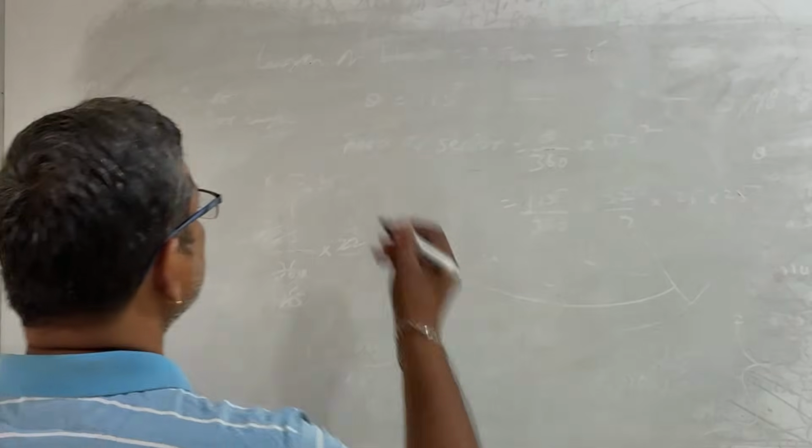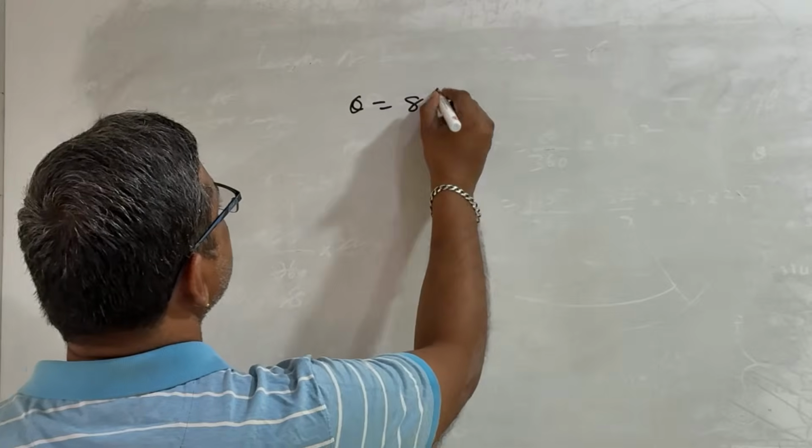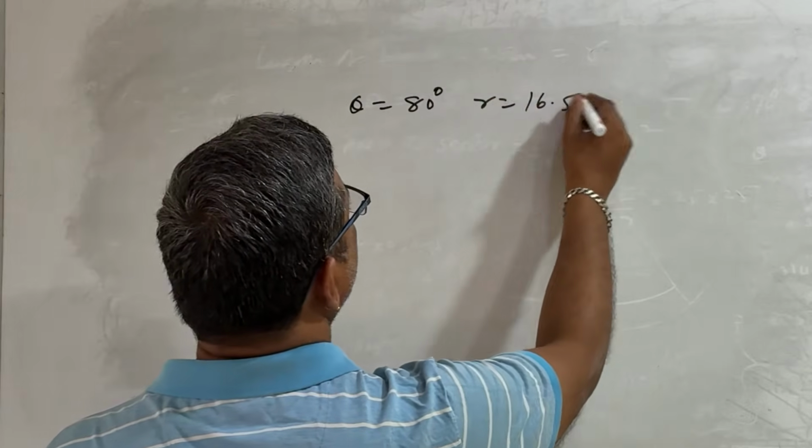A lighthouse spreads a red-colored light over a sector of angle 80 degrees to a distance of 16.5 kilometers. Find the area of the sea over which the ships were warned. Okay, now. So here the sector angle will be 80 degrees, and the distance traveled by the light rays is 16.5 kilometers. Take that as radius. Theta is 80 degrees, radius 16.5 kilometers.